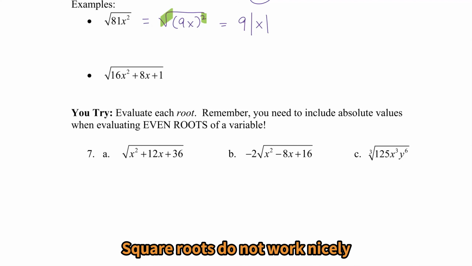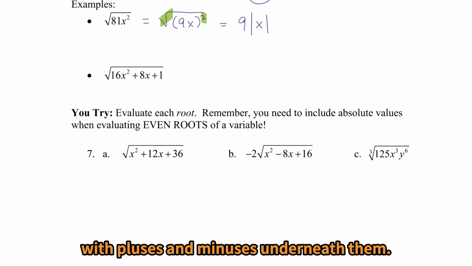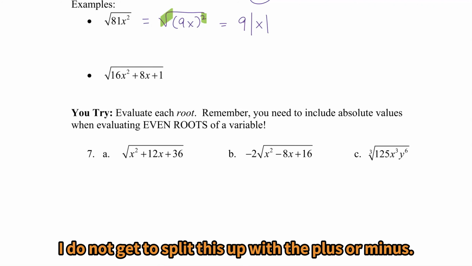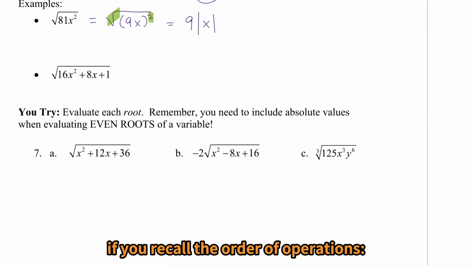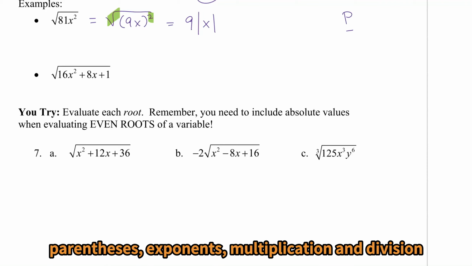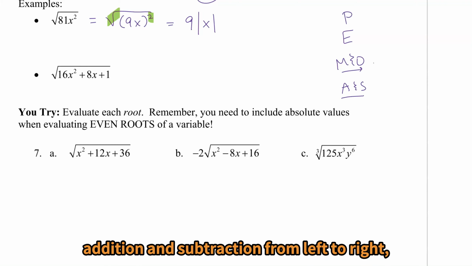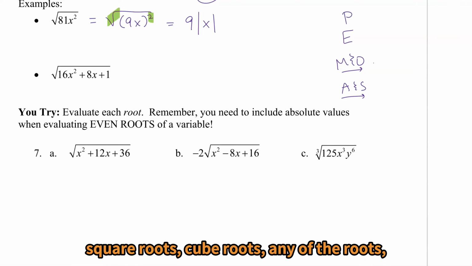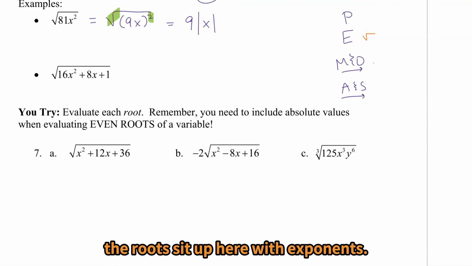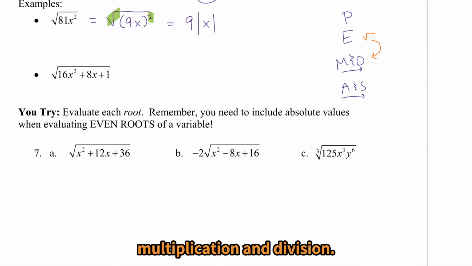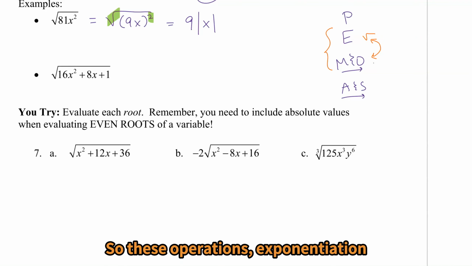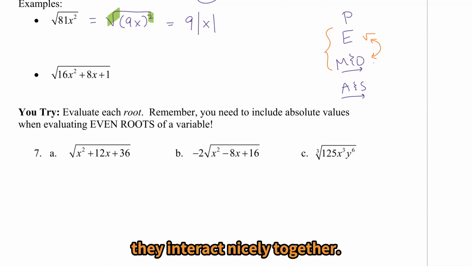Square roots do not work nicely with pluses and minuses underneath them. I do not get to split this up with the plus and minus. And for a brief reason why, if you recall the order of operations: parentheses, exponents, multiplication and division from left to right, addition and subtraction from left to right. Square roots, cube roots, any of the roots sit up here with exponents. And take a look at what's directly below exponents, multiplication and division. So these operations, exponentiation and multiplication and division, they interact nicely together.